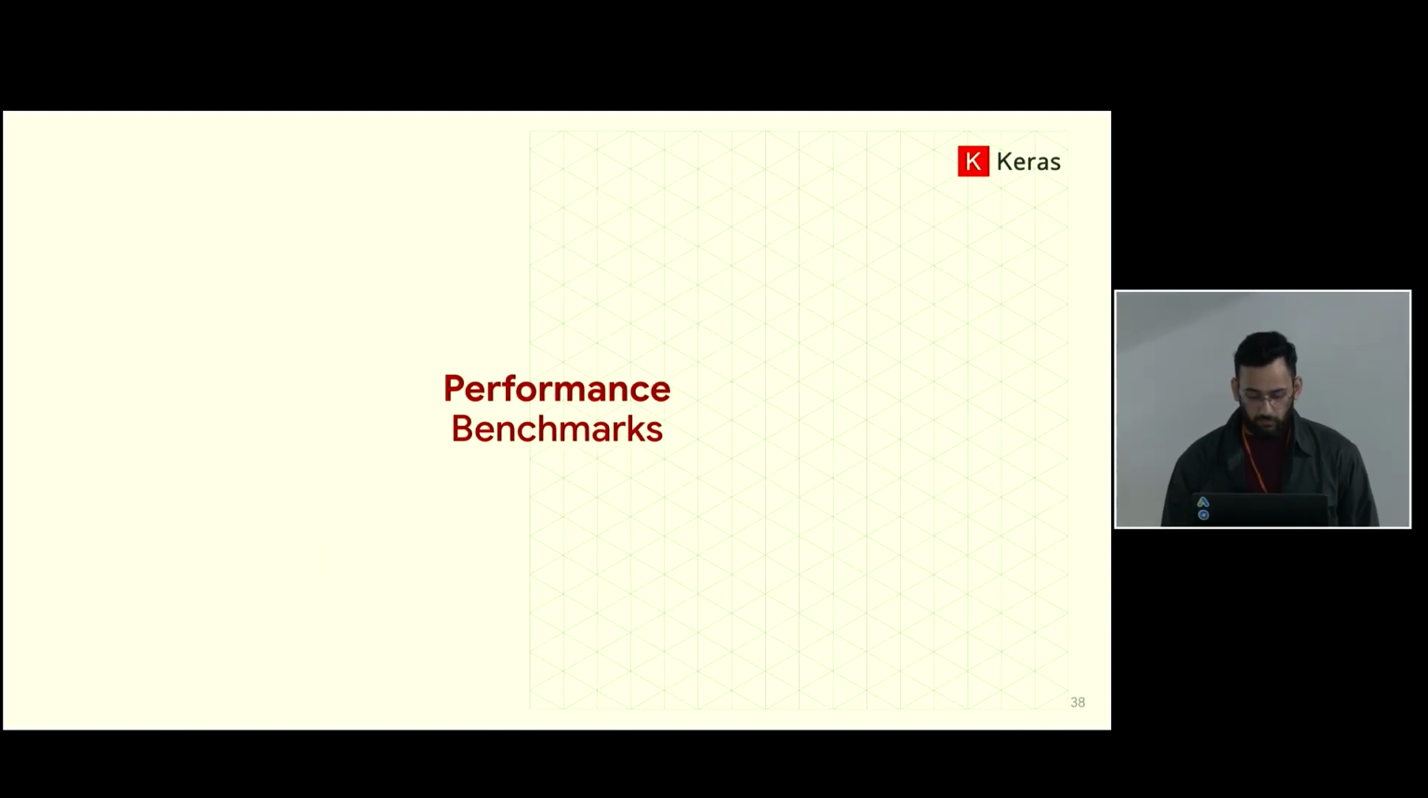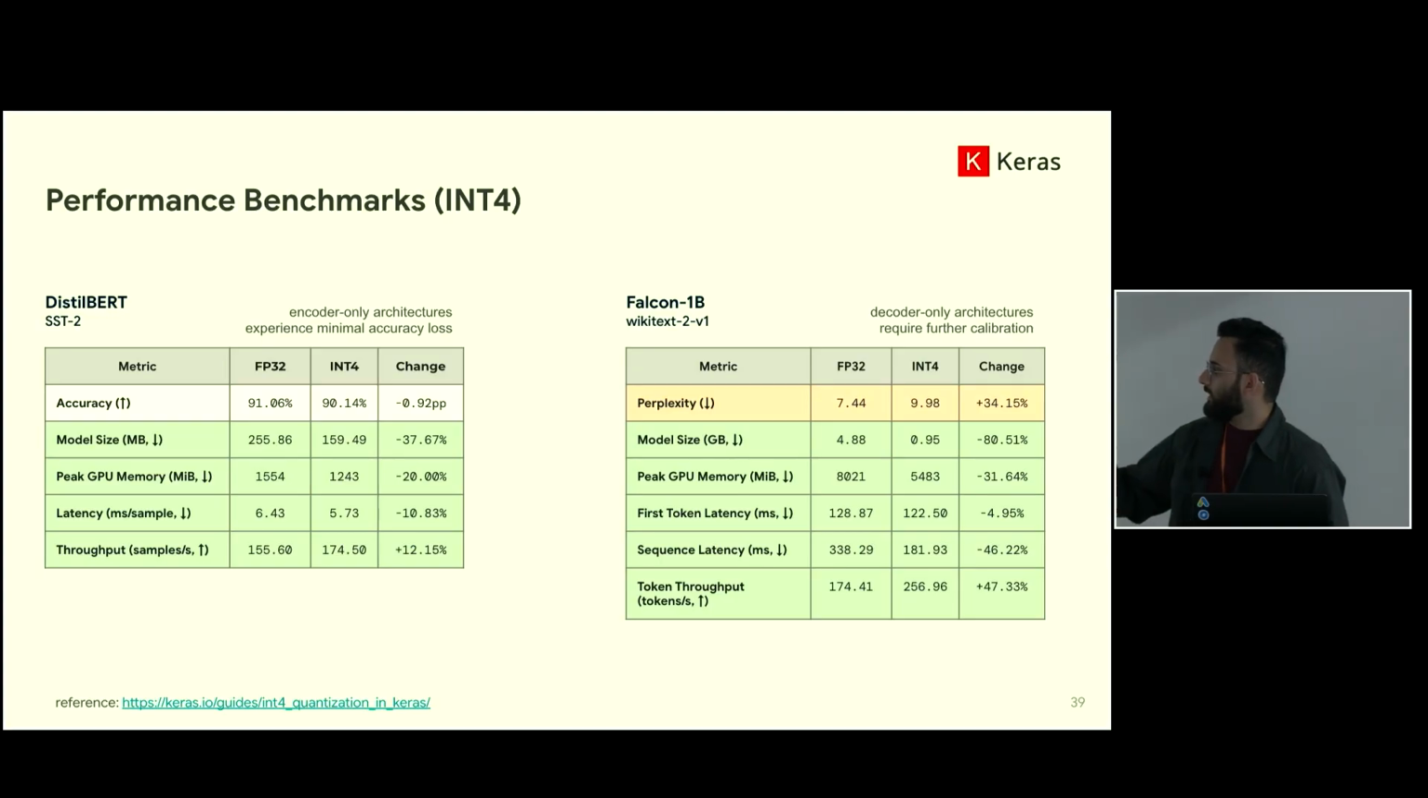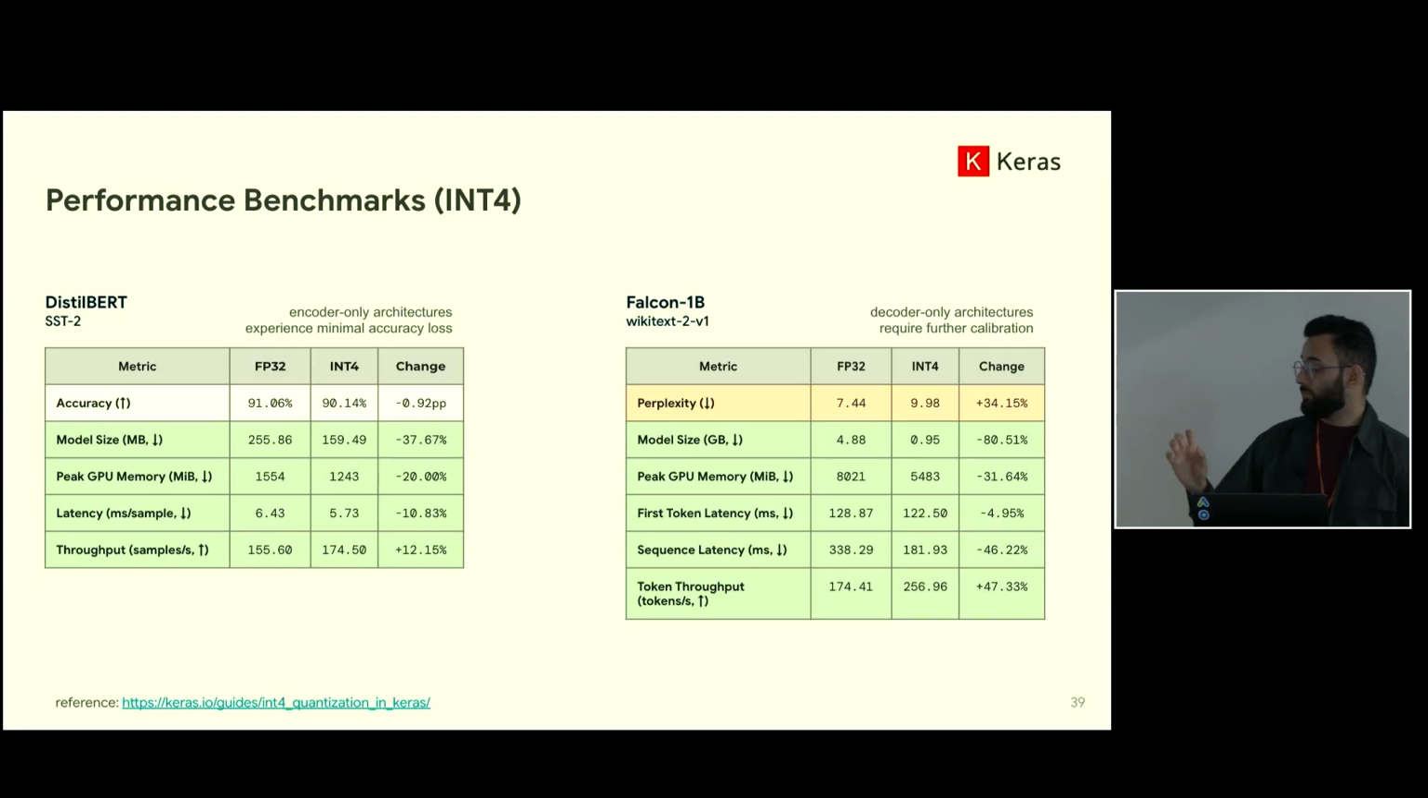And let's look at some performance benchmarks. So I have some benchmarks here for the 4-bit quantization. And on the left-hand side, we have a DistilBERT model trained on the SST2 dataset. And you see a pretty significant reduction in the model size as well as the peak memory used. And you even see benefits in terms of the latencies and the throughput, while having a very, very minimal change in the accuracy of just 0.92 percentage points.